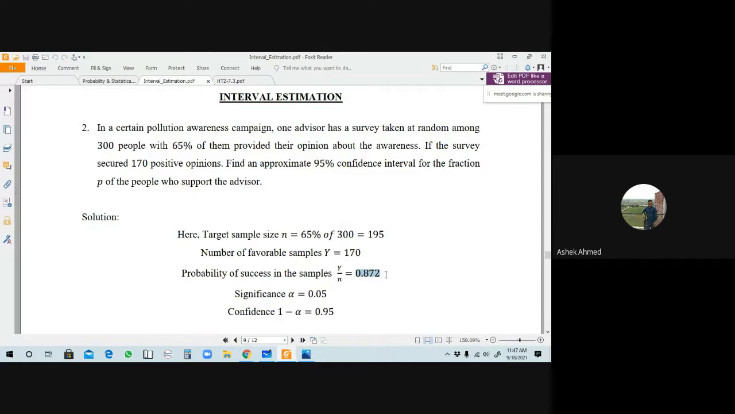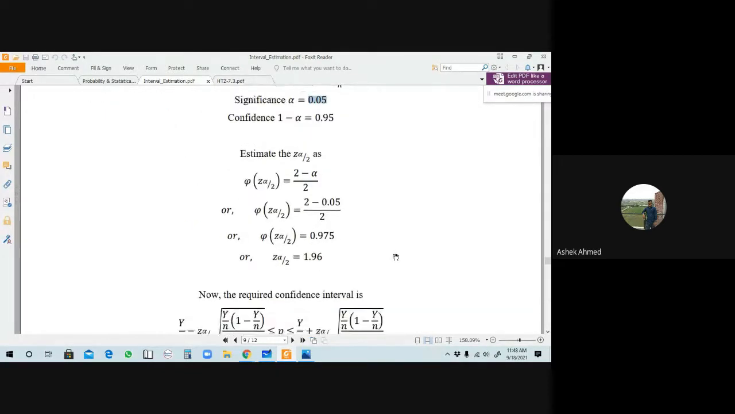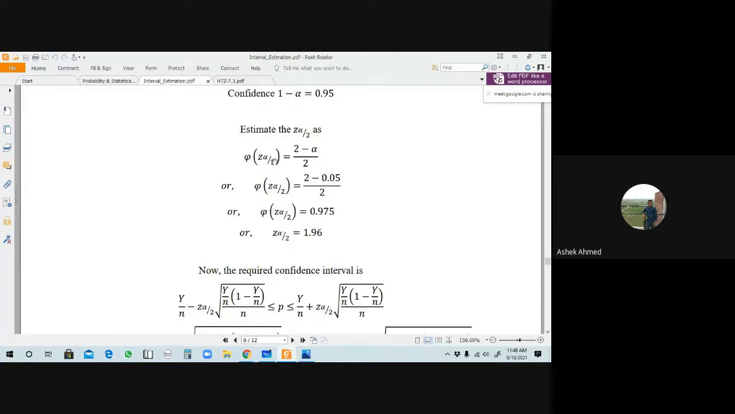0.872. Okay, so from here, since this is the 95% confidence interval, this value will be 1 minus alpha. The value of 1 minus alpha is 95%, that is 0.95. So from here you can determine the value of alpha. From here you can substitute this value into the formula for determining the value of z. So the value will be 1.96.